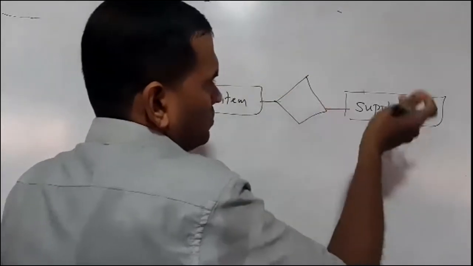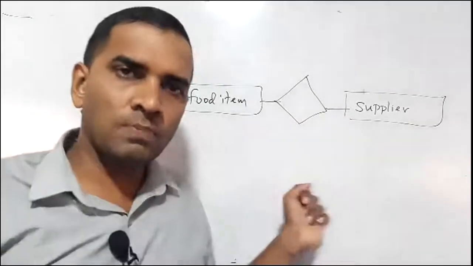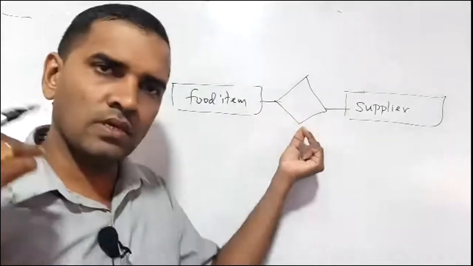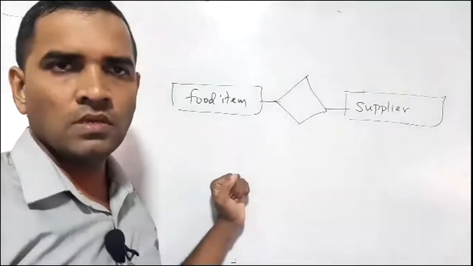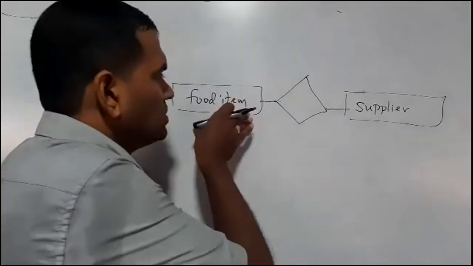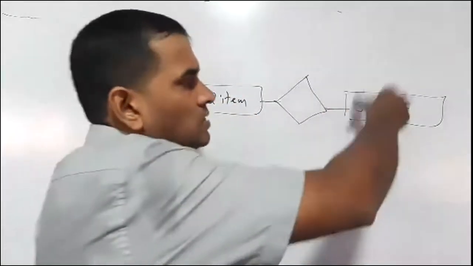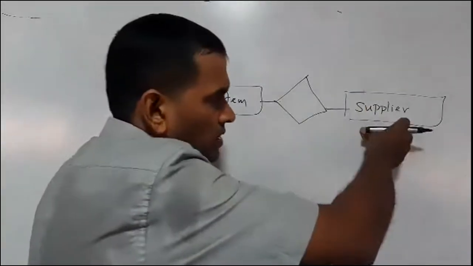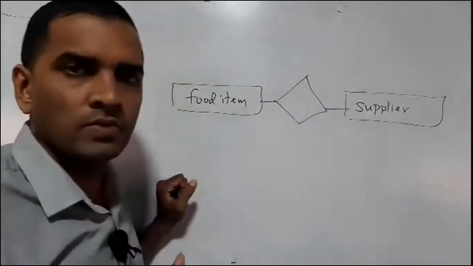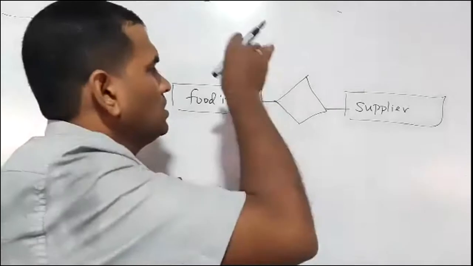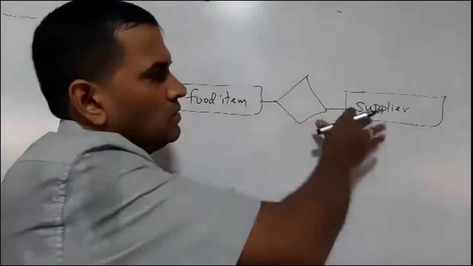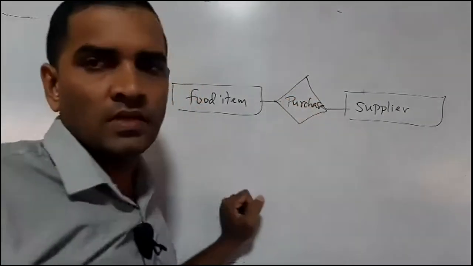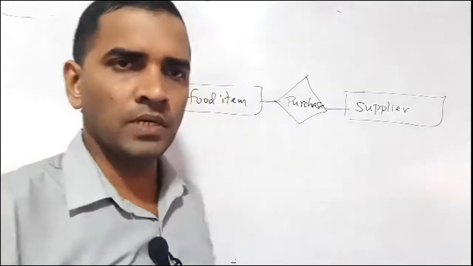Look here. These food items are purchased from suppliers, or you can say the food items are supplied by suppliers, right? This is one of our tables, this is another table, and there is a connection between them. So what's the connection? Suppliers supply food items. We can also say that food items are purchased from supplier. So I can put the verb purchase. Purchase, that is our third table, the purchasing table.